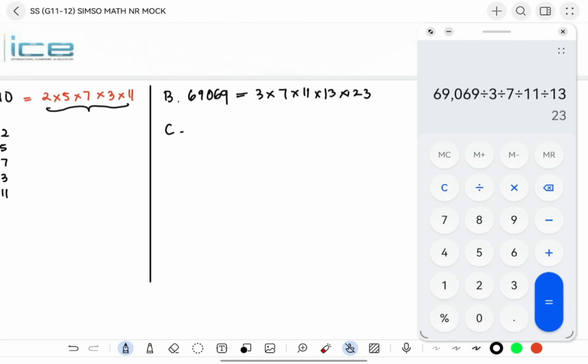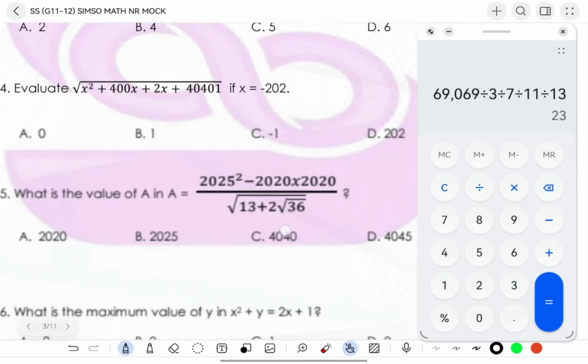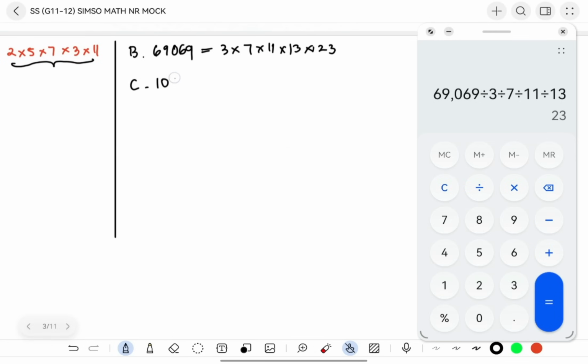So C, the number is 106,626. We do the same thing, guys. You divide by 2, divide by 3, divide by 7, and divide by 11.